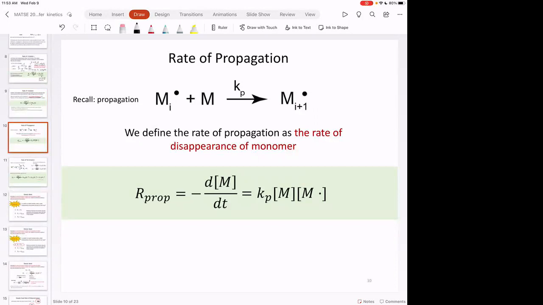Rate of propagation. So this is growing chain end.